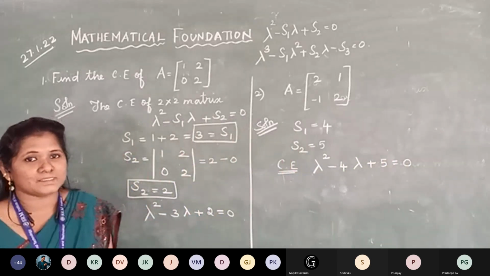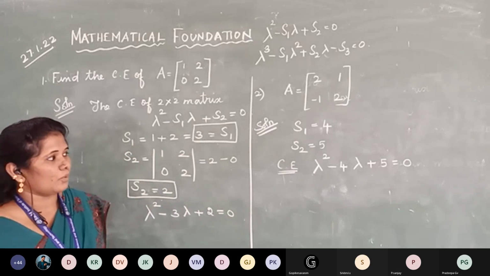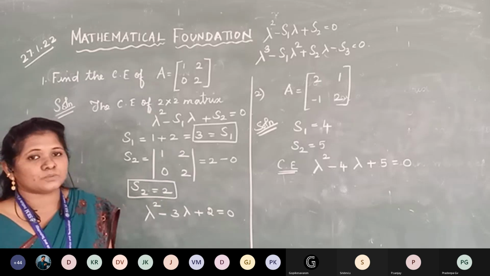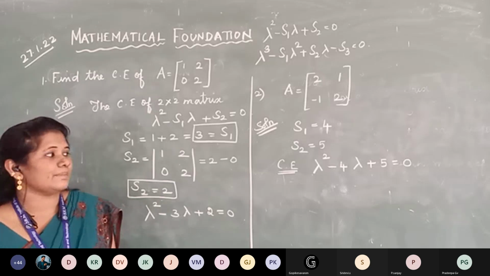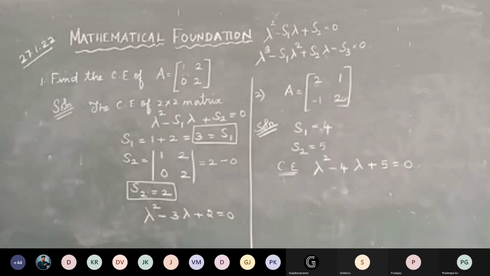Write your formula and then substitute, okay? Don't write it directly like how I've written. Write your formula, find what your S1 is, find what your S2 is, and then substitute in that equation.